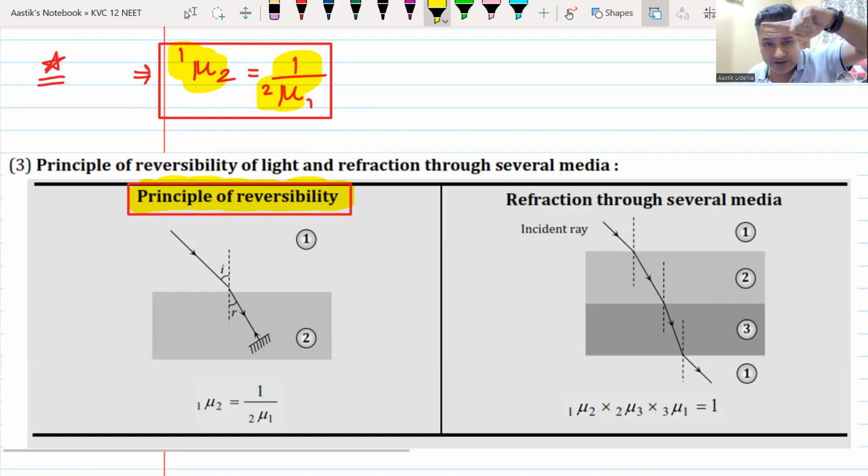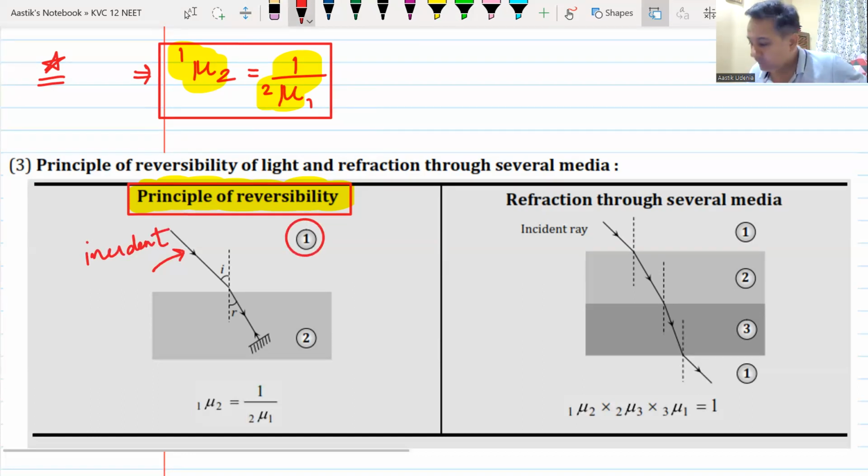If this is the incident ray and this is the reflected ray, if I reverse, if I make this one the incident ray, this one becomes the reflected ray. Yes or no? Yes, sir. Similarly, please see. In this case, this is the incident ray. Do you see this? Incident ray is in medium number 1. Do you see this?